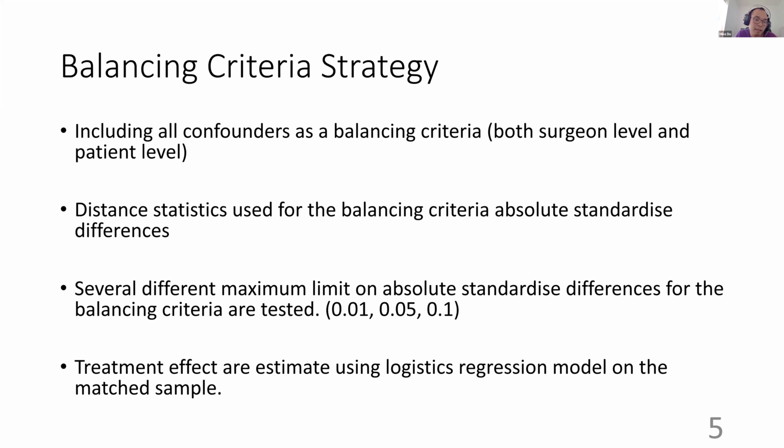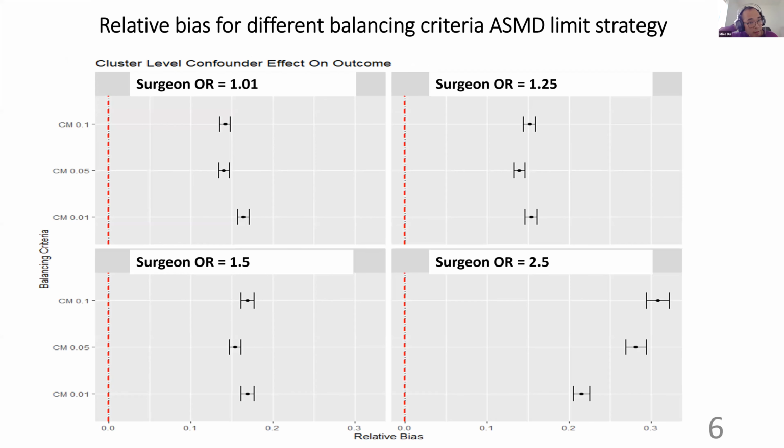Then within the simulation study, the treatment effects are estimated using a logistic regression model on the matched sample that I found using cardinality matching with the balancing strategy I explained just now. Okay, so now we go over to the results. These are the relative bias from the simulation study for the different absolute standardized difference limit strategies that I tested. The 4 graphs here each represent a different surgeon confounder odds ratio on outcome.